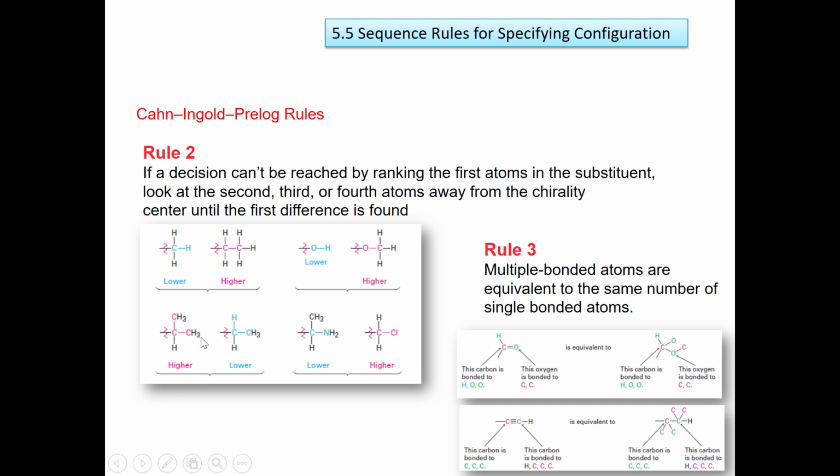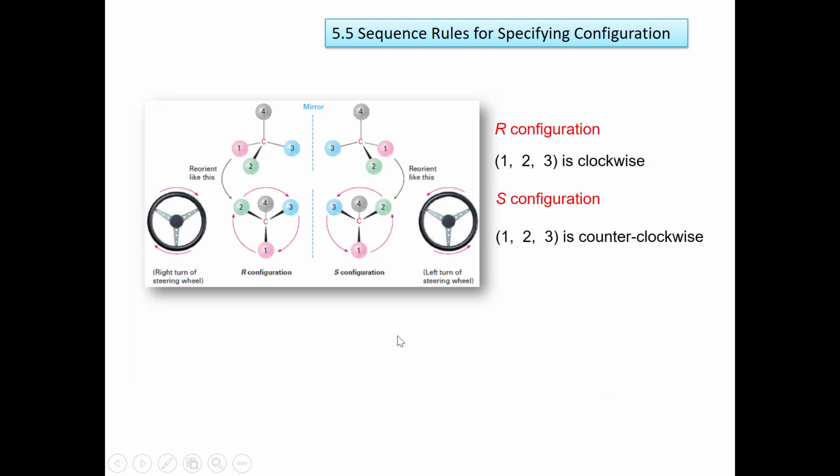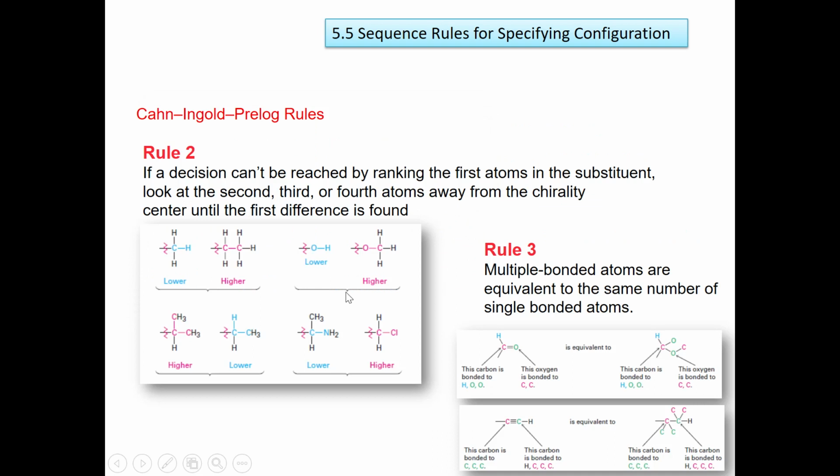Here we have carbon, carbon, carbon, carbon, and here we have carbon, carbon. Again, one carbon, carbon, equal. Second carbon, carbon is equal, but here we have another carbon. That means that this will be heavier. And finally we have carbon, nitrogen, carbon, and here we have carbon, chlorine. First, carbon equal. Second, carbon nitrogen or carbon chlorine. Chlorine wins. That means this is the higher priority.